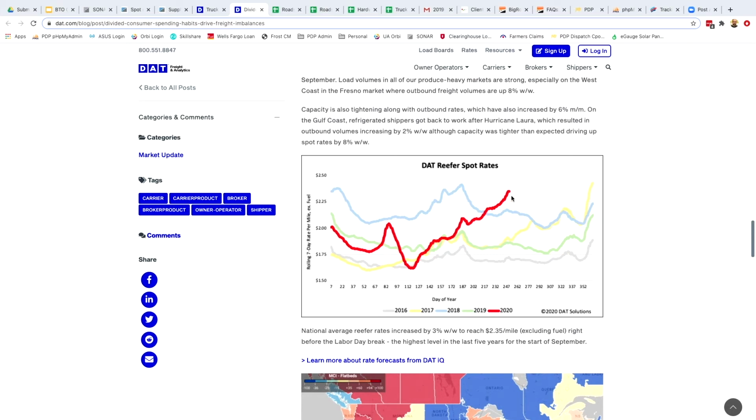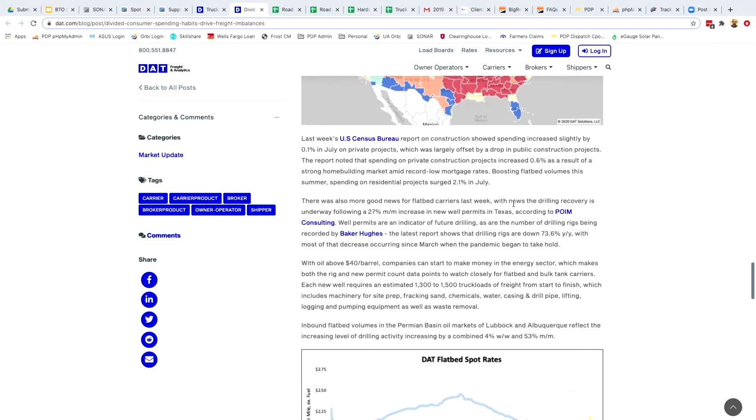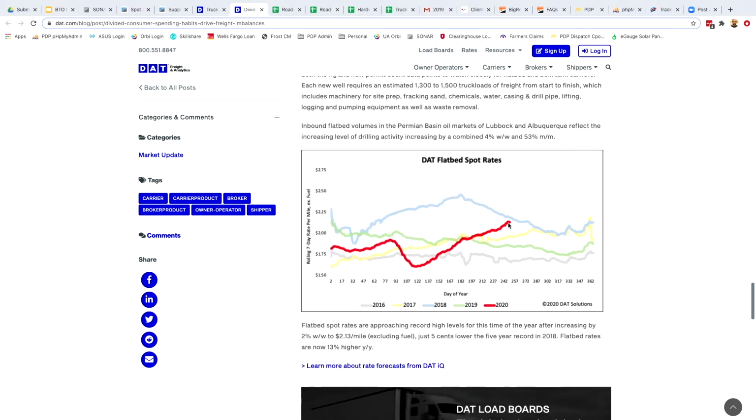Reefer is over 2.25, more like 2.30-something on average. And then we've got flatbed and step deck at about 2.15, 2.17, something like that on average. So here's the thing: if your rates on average are much lower than these, depending on which trailer you're doing, that means you have some room for improvement, right? So you can do something to improve your chances. Check it out. Definitely look into it.